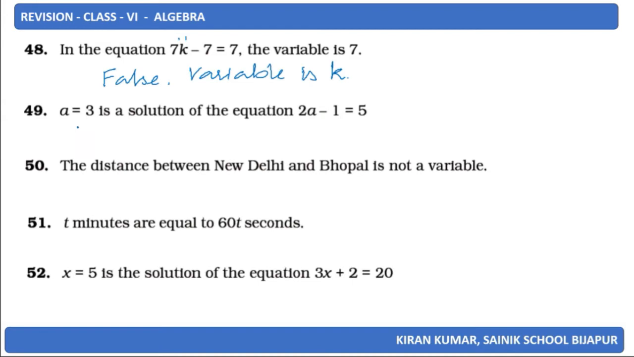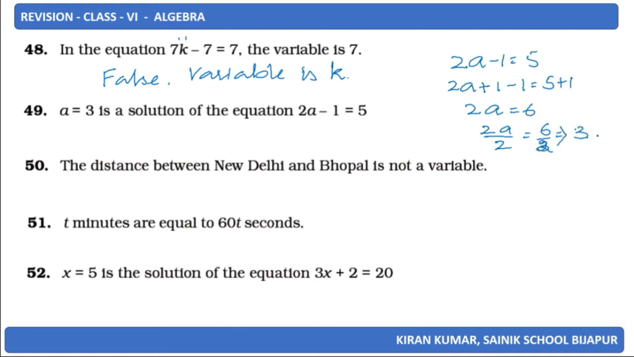a is equal to 3 is a solution of the equation 2a minus 1 equal to 5. Let's simplify 2a minus 1 equal to 5. To eliminate this negative 1, I'm going to add 1 on both sides. We'll be getting 2a as 6. Let's divide both sides by 2. I'll be getting the value as 3. So a value is 3. So a is equal to 3 is a solution. This statement is a true statement.